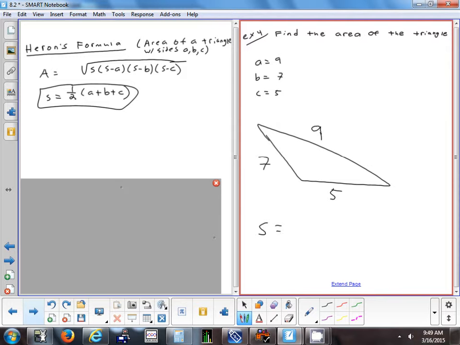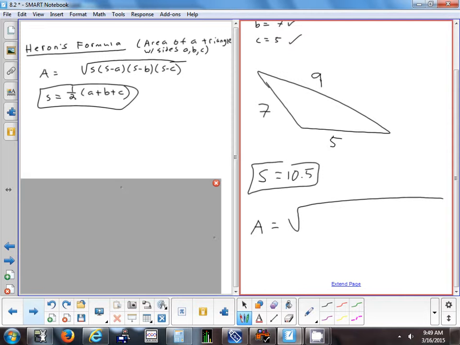Let's start with our semi-perimeter. What's the perimeter of that triangle? What's 9 plus 7 plus 5? 21. And then if you take half of it, you get 10.5. So there's your semi-perimeter. There's a, b, and c. Just fill it into the formula. That's it.